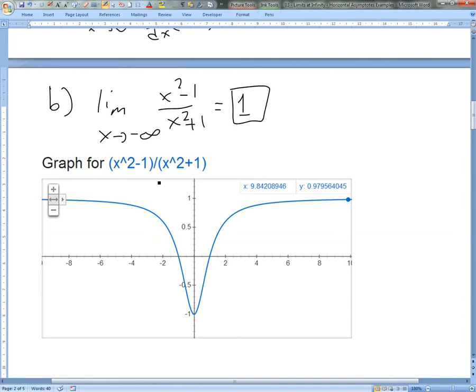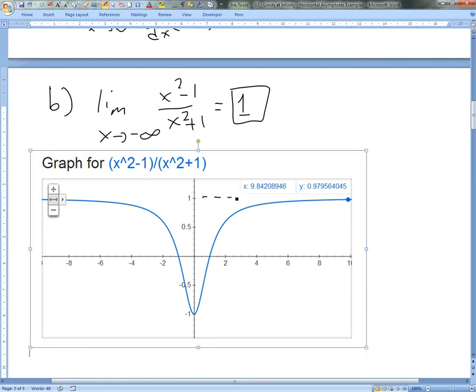Now if we were to graph this function, it would look something like this, where the lowest point is negative 1. You just plug in a 0, you're going to have negative 1 divided by 1, and as you can see, you have a horizontal asymptote right here, and this is at the 1 right here, so at positive and negative infinity, it's going to be at 1.